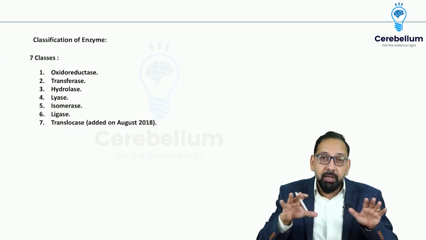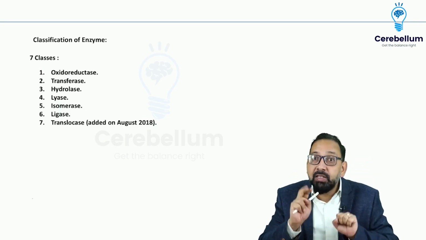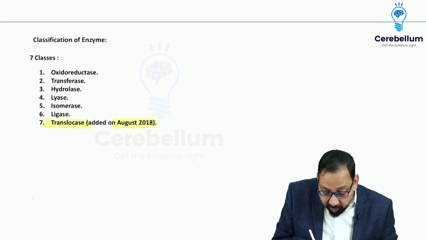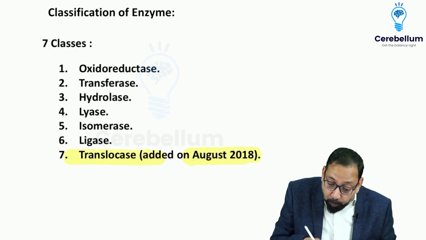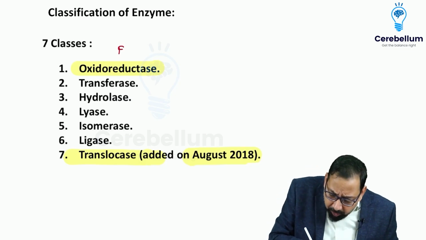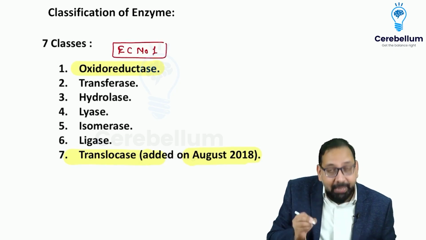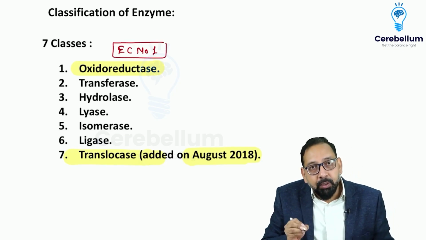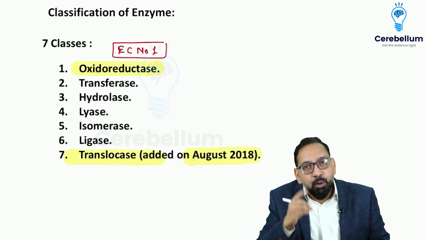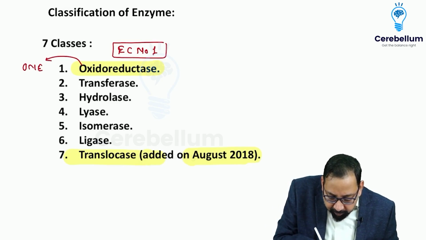Now we come to classification of enzymes. All the enzymes are classified under 7 classes. Previously there were 6 classes. Now a 7th class was added in August 2018, recently added, that is translocase. So the first class is oxidoreductase, class number 1 or enzyme commission number 1. Sometimes you will find a question that EC number 1 belongs to oxidoreductase, or the oxidoreductase EC number is 1. So the mnemonic is O for one.